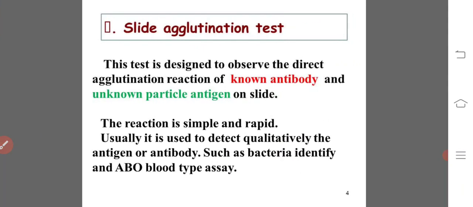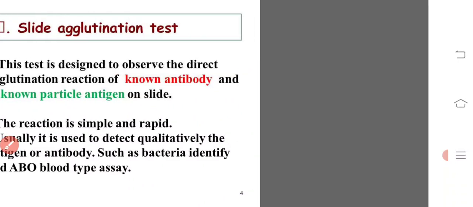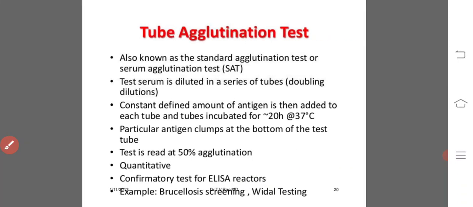See the slide agglutination test. This test is designed to observe the direct agglutination reaction of known antibody and unknown particle antigen on slide. This reaction is simple and rapid. Usually it is used to detect qualitatively the antigen or antibody such as bacteria identification and ABO blood type assays. They come under this type of test.